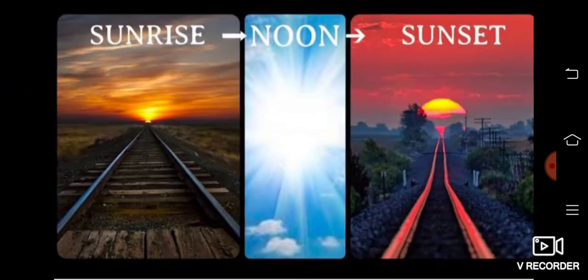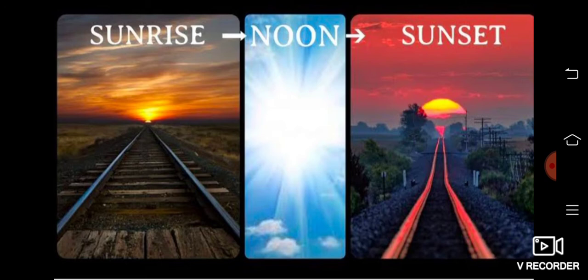Next, we learned about the sunrise, noon, and the sunset. We learned that the sun rises in the east and the sun sets in the west. And at noon time, what happens? At noon time, the sun is overhead. It is not on the sides. It is overhead, right?